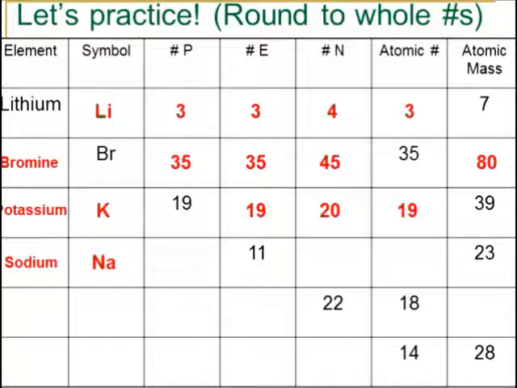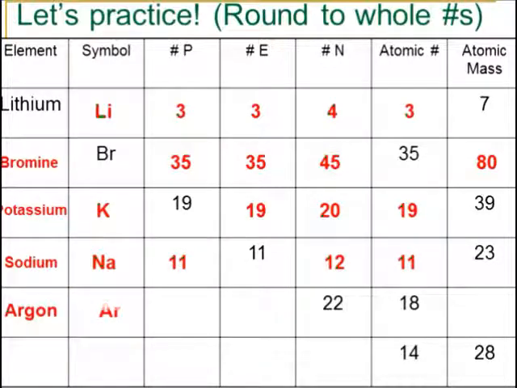Sodium, Na. Okay, it tells us the number of electrons, so we know that the number of protons is also 11. We take 23, our atomic mass, subtract 11, so we know we have 12 neutrons. We also know that because we had 11 protons and electrons, that is our atomic number.